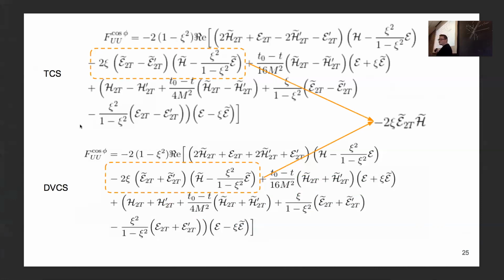Can I ask a naive question? Sure. So let's assume I measure observables of DVCS which are sensitive to this twist-3 GPD. And then I do the same for TCS. But then I still don't measure the full Compton form factor. I measure only a small area.